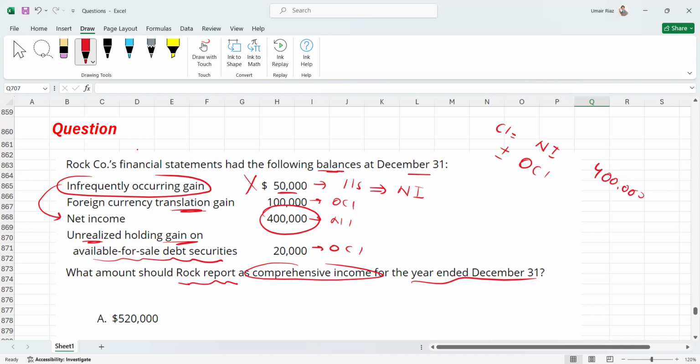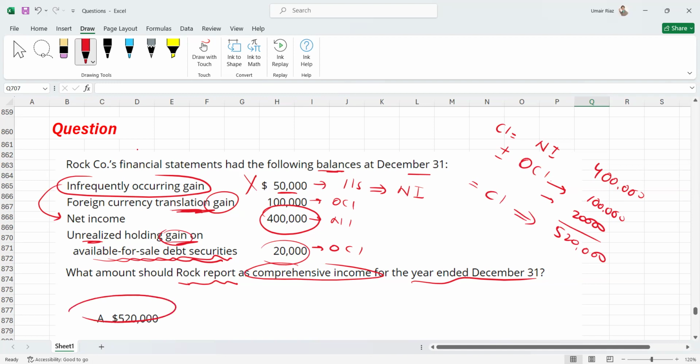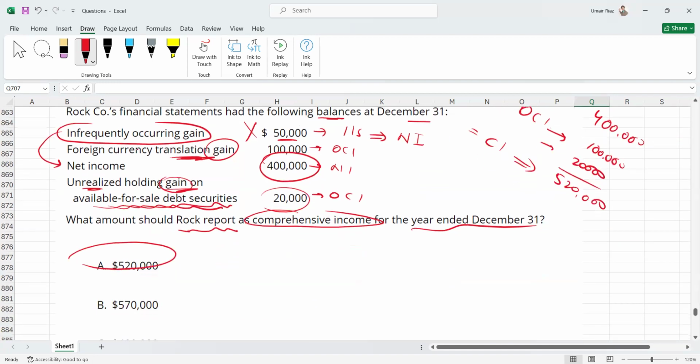Second, foreign currency translation gain. Yes, it's a part of OCI items. So how much is the gain? It is a gain, so it will be added. How much is the gain? 100,000. Then, again, we have a gain on available for sale debt security. It's also an OCI item. So 20,000. If you add it all, it is 520,000. So this equals your comprehensive income. Okay, so 520, option A is the correct option.